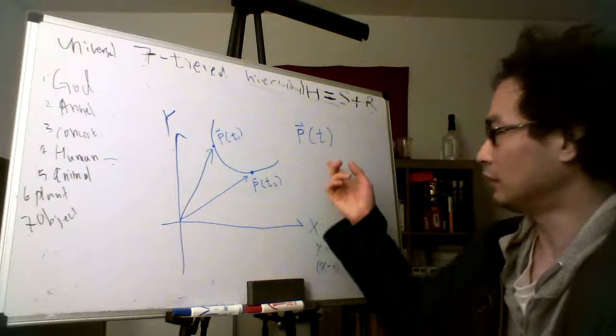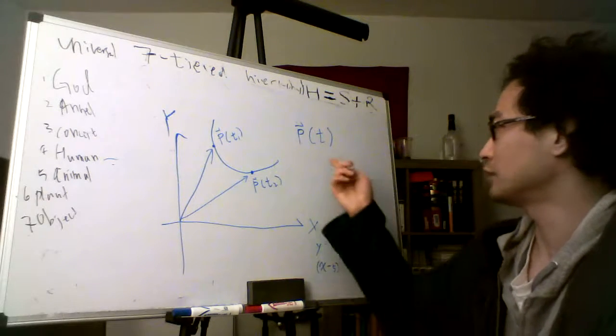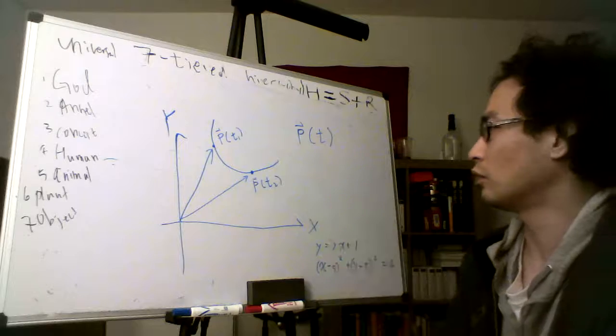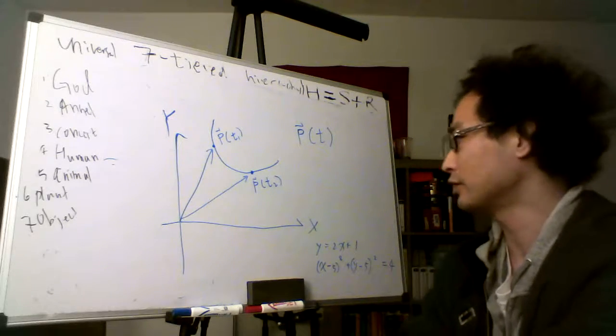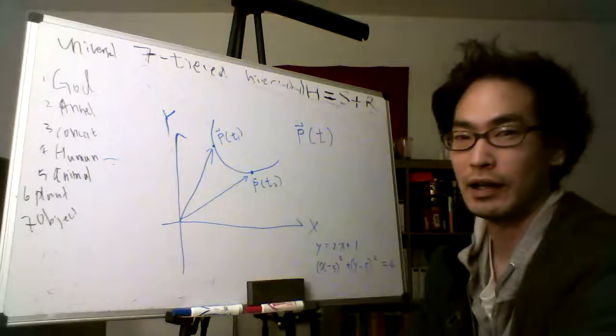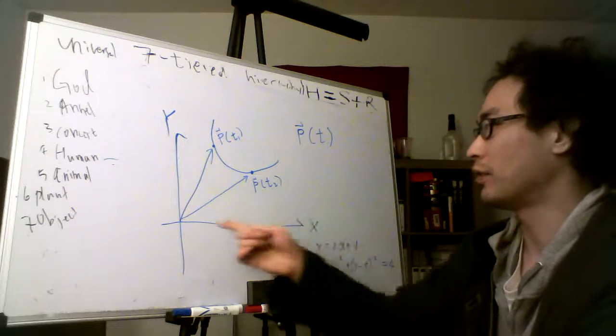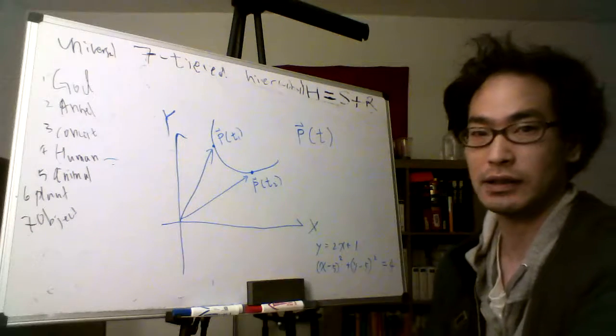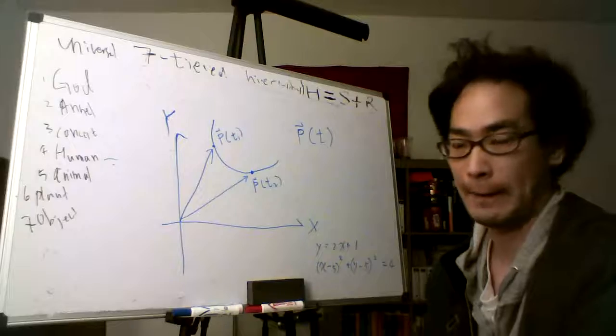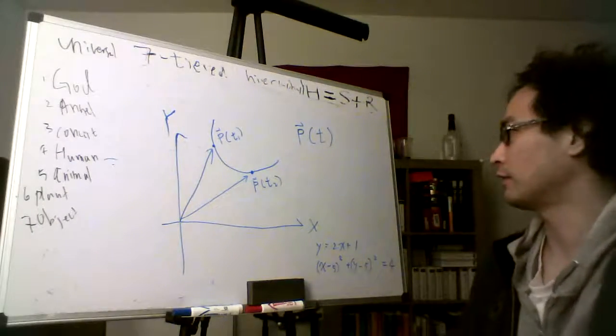So P of T, T is time, called parameter, because it's neither X nor Y. This variable T does not appear in this XY axis, this coordinate system. That's what we mean by parameter. This is a parametric function.